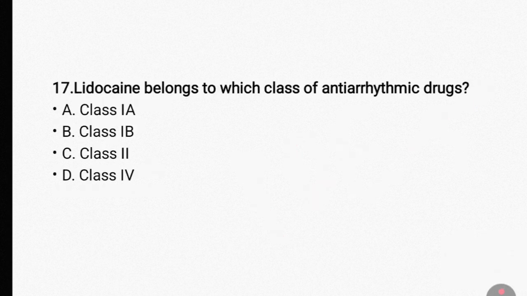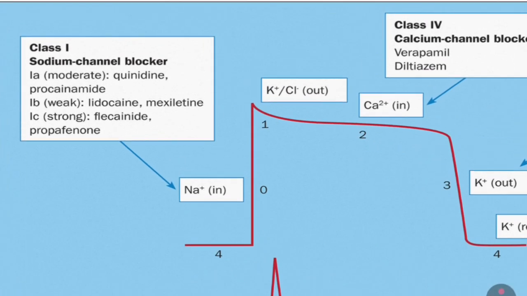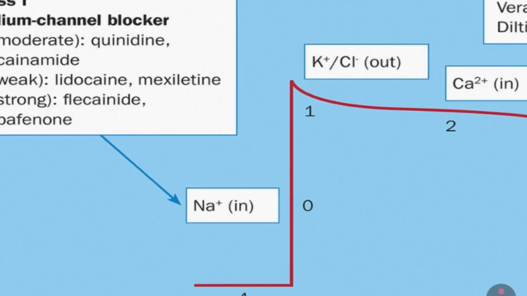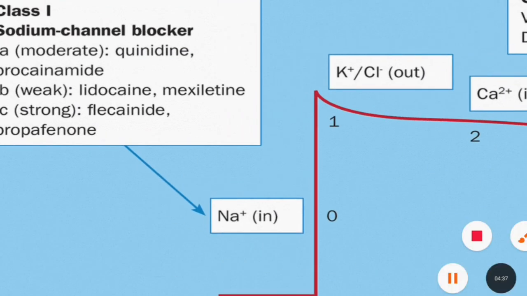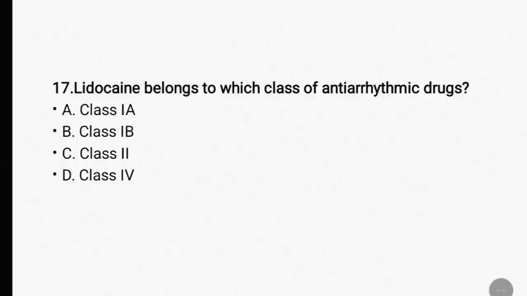Next, lidocaine belongs to which class of antiarrhythmic drug? Here the four options are already visible. Option A is class 1A, option B is class 1B, option C is class 2, and option D is class 4. So lidocaine is in the class 1B weak group. From the above picture we see the lidocaine in the 1B group. So here the right answer is option B.